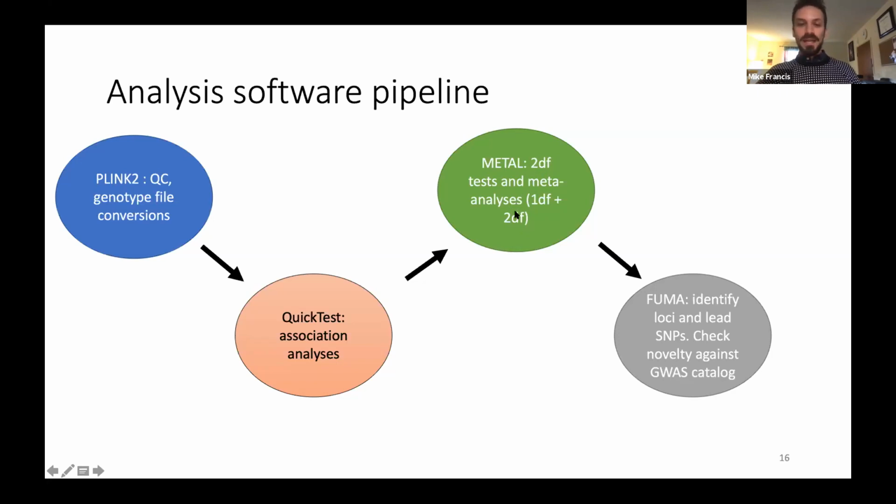So it was our meta-analysis software, and this really cool tool called FUMA that you can apply at the end, which checks if your loci are new compared to all the known GWAS catalog data.